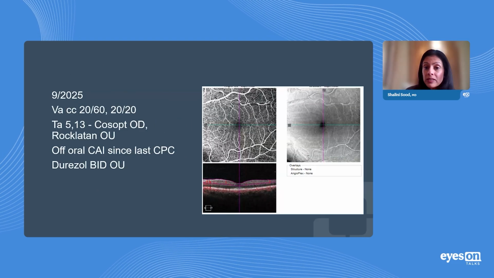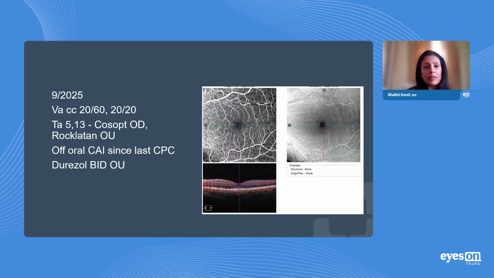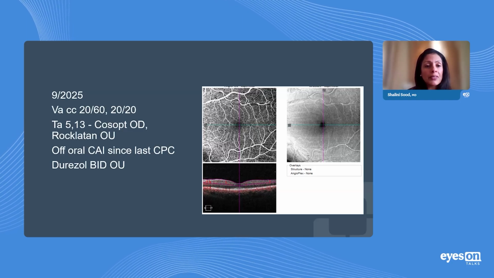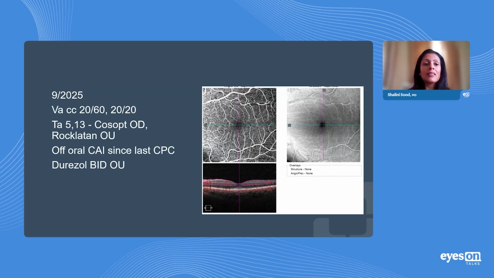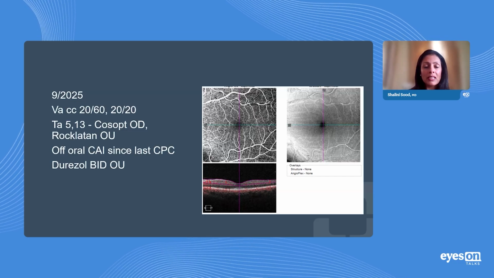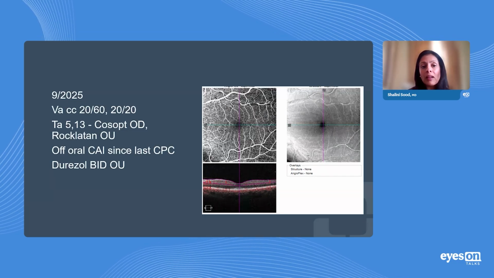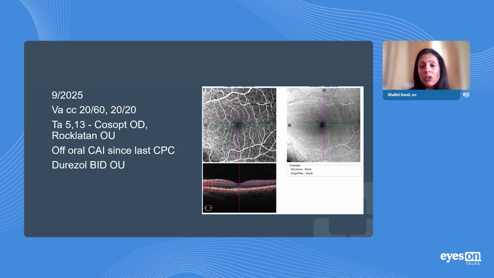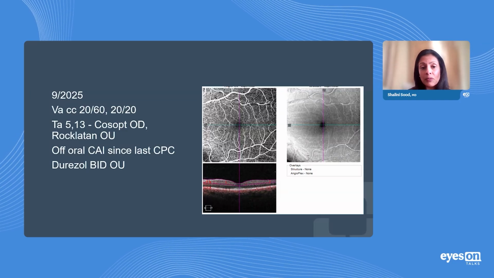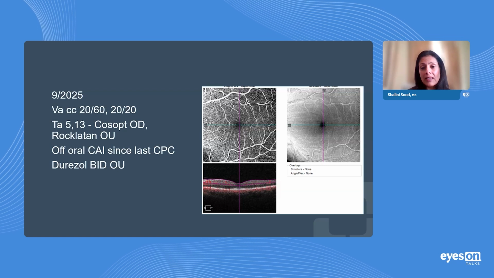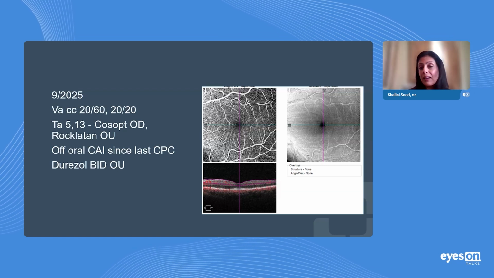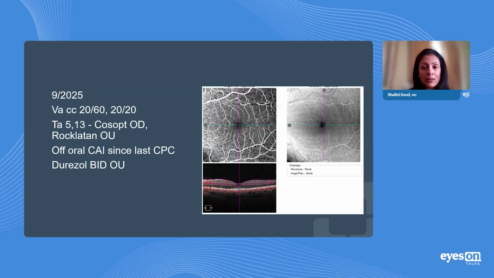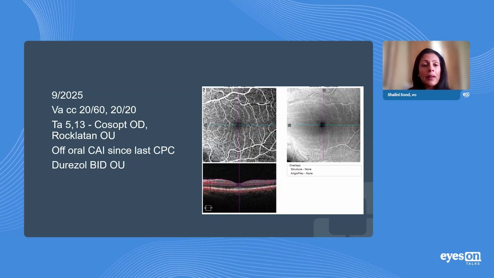On most recent examination, just a couple months ago, her vision is 20/60 right eye, 20/20 left eye. Her pressure, thankfully, at this moment is controlled at 5 and 13, with Cosopt in the right eye, Brimonidine in both eyes. She's been off of oral CAIs since her last CPC several months ago, and she maintains Durezol twice a day, which has kept her CME under control. And of course, the Zylet has also assisted in that as well.